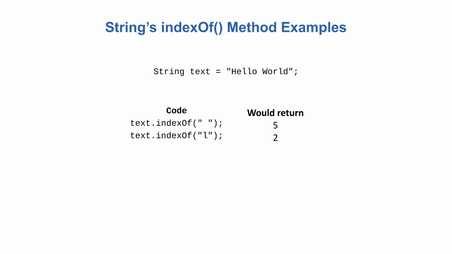If the search string is in the string more than once, indexOf returns the position of its first occurrence. For example, text.indexOf L would return a value of 2. If the search string isn't in the string, it returns a value of -1. For example, text.indexOf A would return a value of -1. The method indexOf is case sensitive. For example, text.indexOf lowercase h would return a value of -1 because there's no lowercase h in hello world.